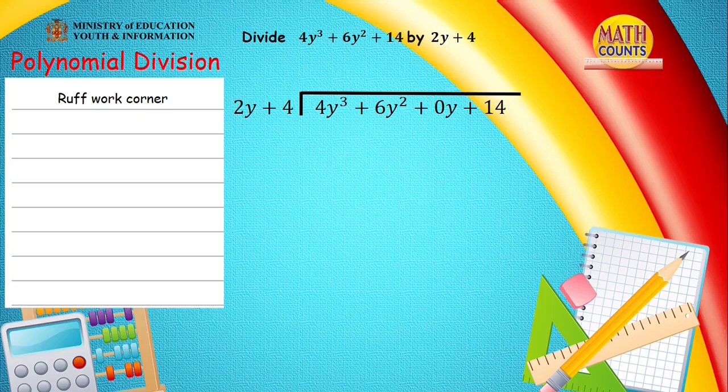All right, so let's do the calculations. 4y to the third power first, divided by 2y. What do we get when we do that? We get 2y squared. Now we're going to multiply that 2y squared by 2y plus 4.